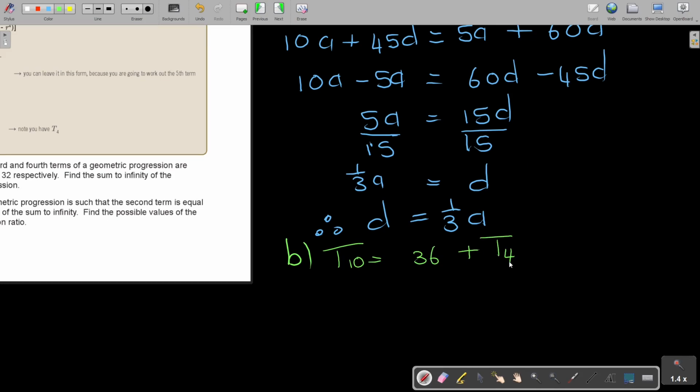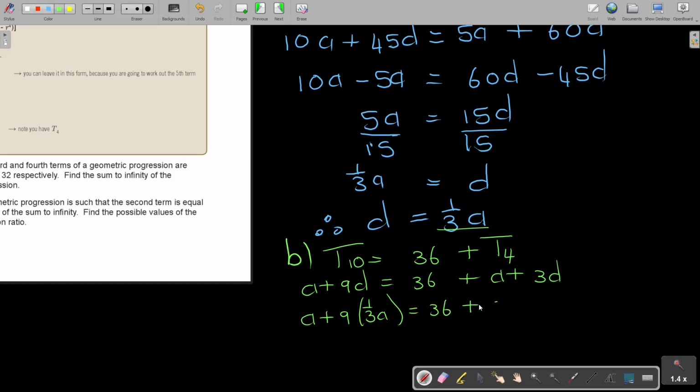Okay, now I'm just going to say T10 is going to be A plus 9D, 36, and T4 is going to be A plus 3D. Okay, now I'm going to substitute D because I have D. So I'm just going to say A plus 9, a third A equals 36 plus A plus 3, a third A.